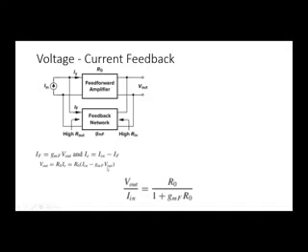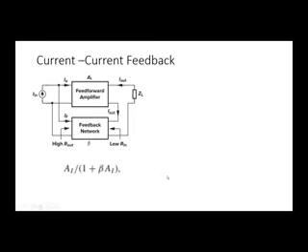Where R naught is the transimpedance gain of the transimpedance amplifier, V naught divided by V in is the transimpedance gain with the feedback. This is equal to R naught divided by 1 plus GMF R naught, where GMF is the transconductance gain of the feedback network. Okay, next we see the current feedback amplifier.